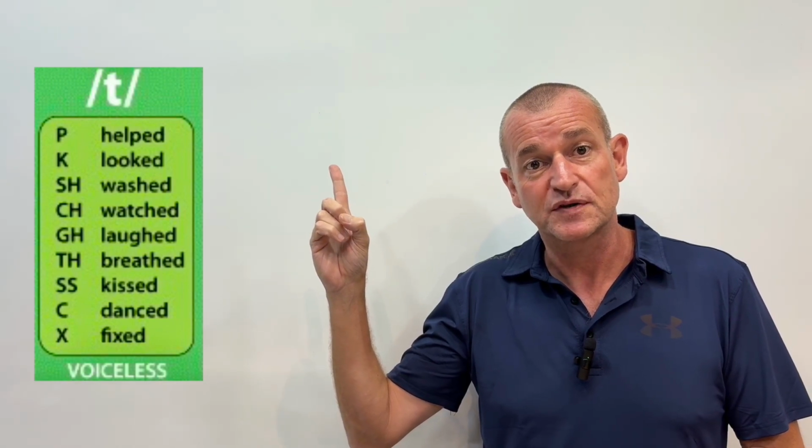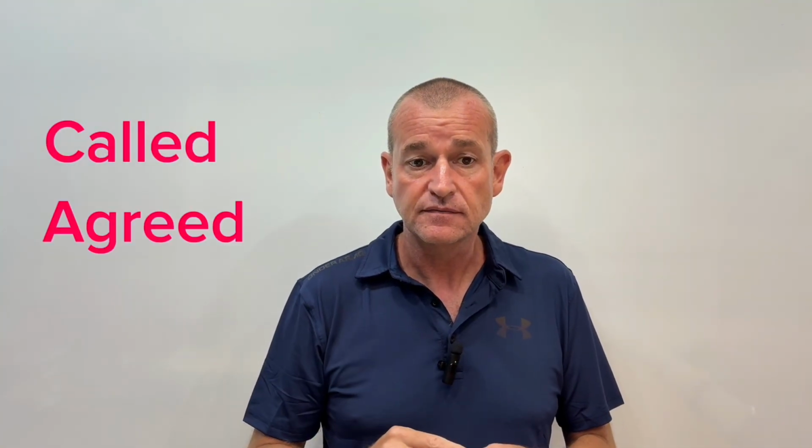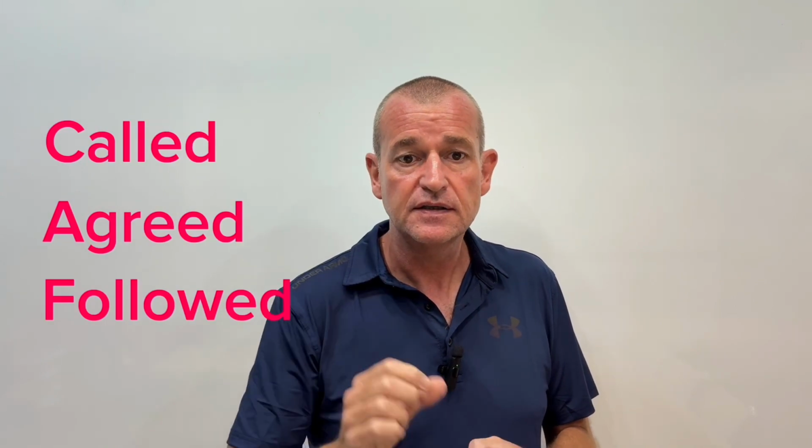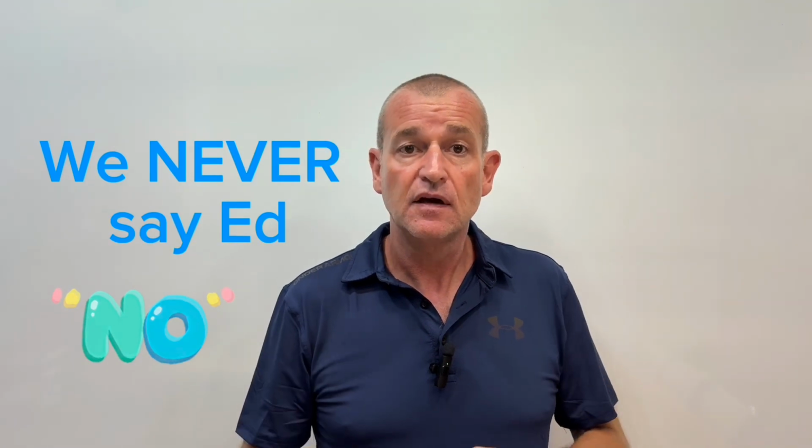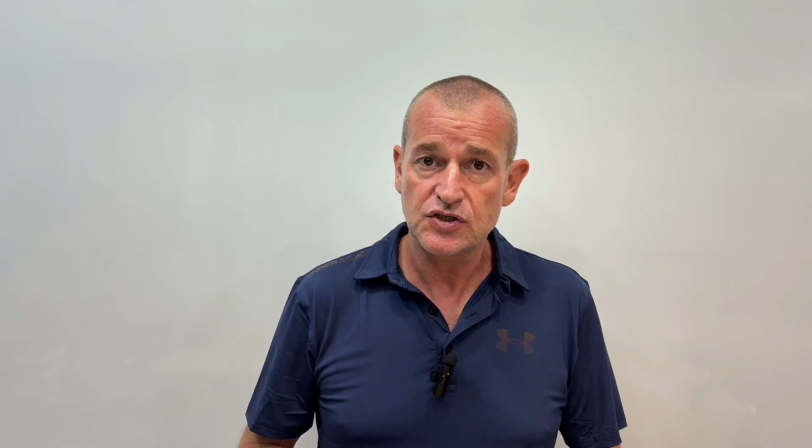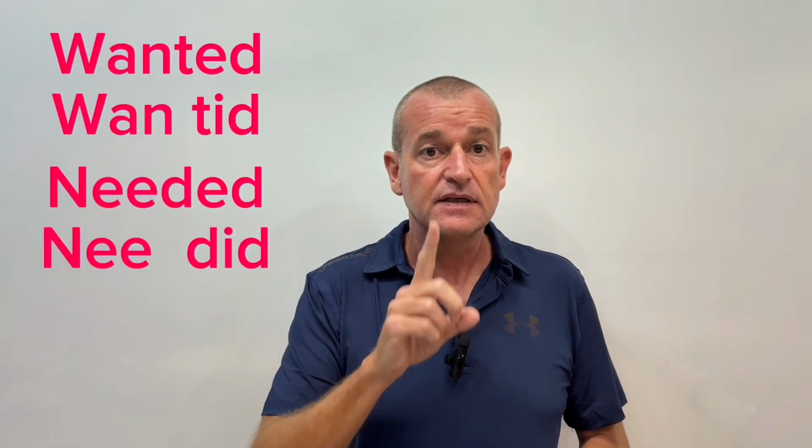Here is a little helpful box to show you when we use it, okay? So we have called, agreed, followed. Notice the D sound at the end. We never say call-ed, agree-ed, follow-ed, okay? T or T: asked, jumped, finished. Finished is a very important one. Teacher, I'm finished. No, you are finished, okay? And then the last one, ED or id: wanted, needed, decided.